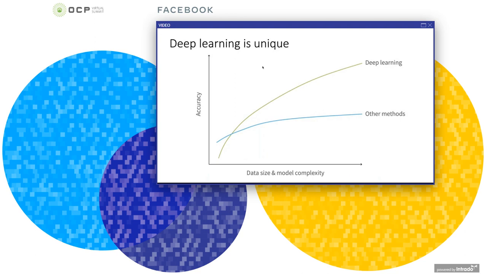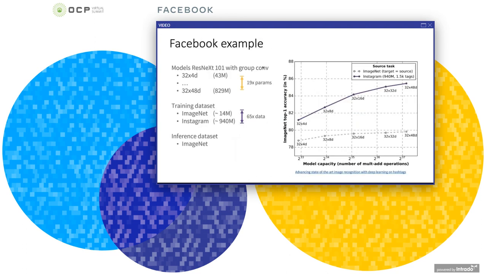Deep learning is unique. If we plot deep learning methods versus other methods, standard machine learning methods, on a plot where we have accuracy on the y-axis and data size and model complexity on the x-axis, we'll see that as we have few data points and we have relatively simple model in terms of number of parameters, other methods will outperform deep learning methods. But as the amount of data and model complexity increases, deep learning methods often outperform their counterparts.